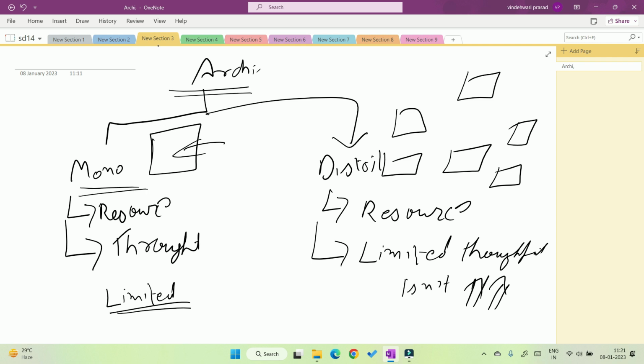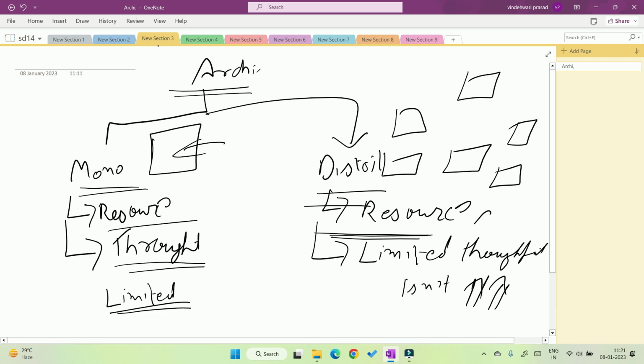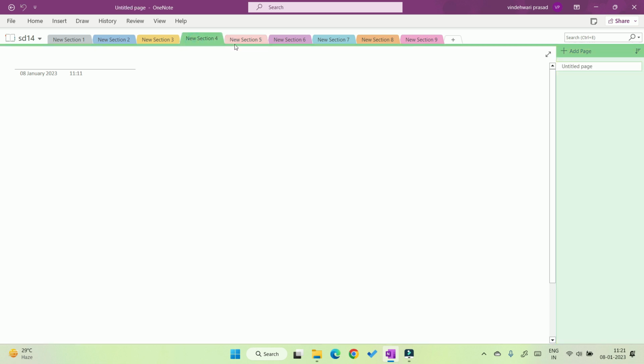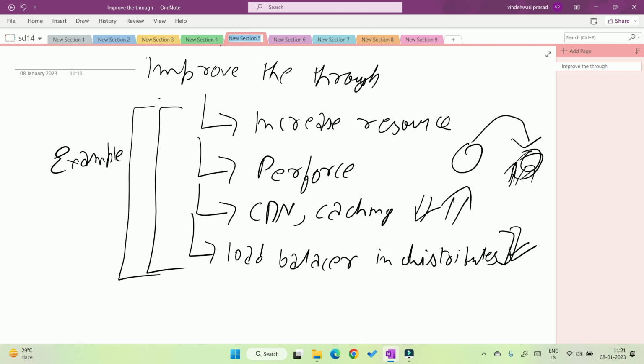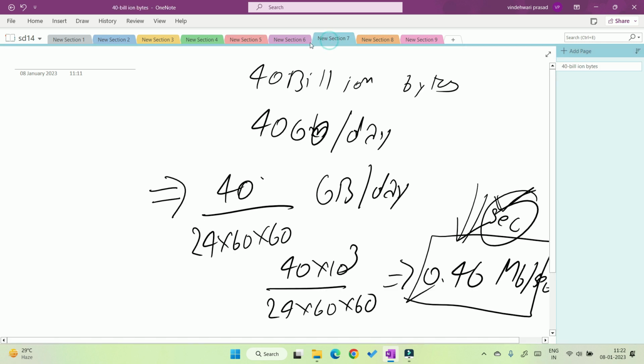Monolithic architecture has limited resources, so throughput is limited, but a distributed system has unlimited resources, or we can say more resources. So throughput is not limited here. That's why throughput is more in a distributed system. Then we discussed how we can improve the throughput: increase resources, performance, CDN caching, load balancer. We will discuss the load balancer in upcoming videos, so do not worry.